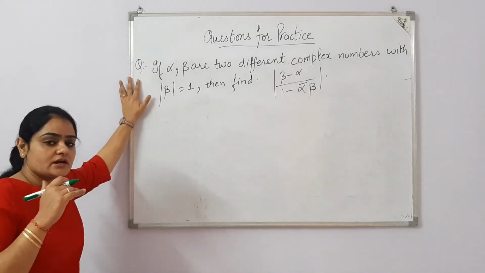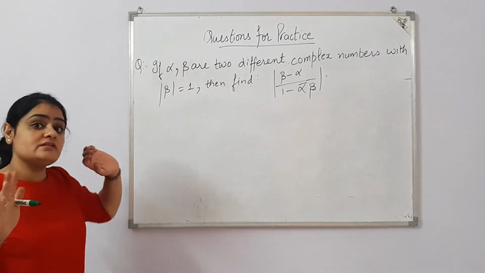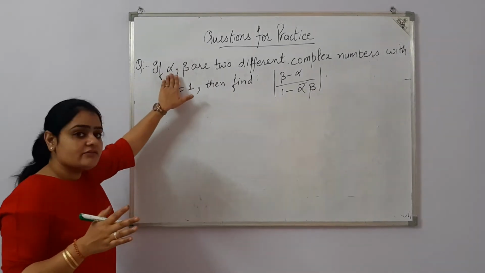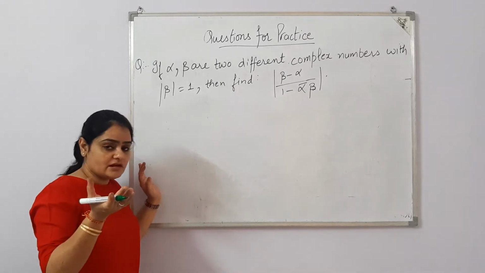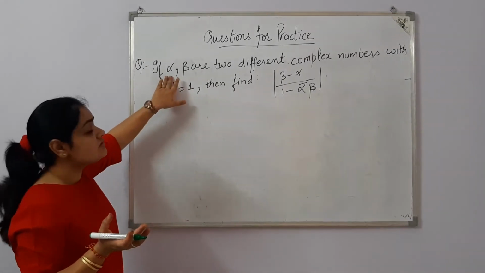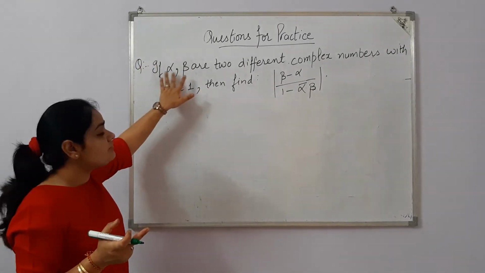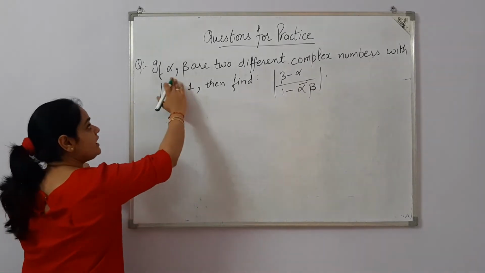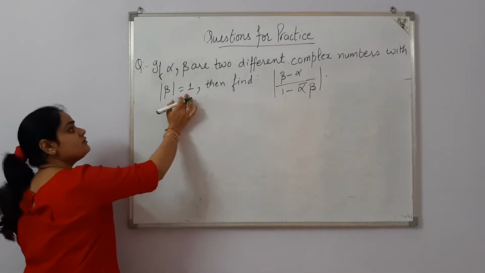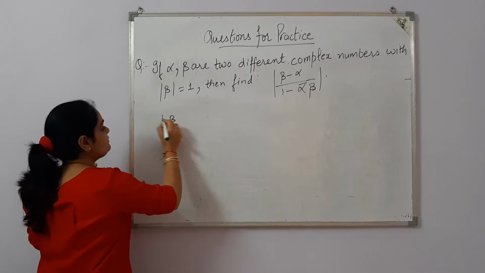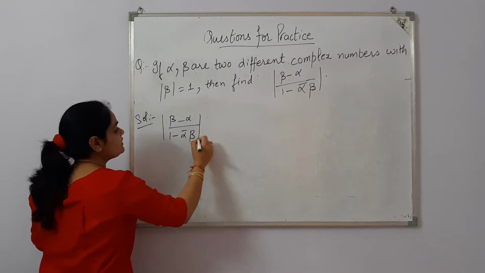Before that, we always took z1 and z2 in place of alpha and beta. Two complex numbers means z1 and z2. But now it is given to us alpha and beta are two different complex numbers. We cannot change the statement. So here the author has used alpha as z1 and beta as z2. So we have to take alpha and beta only, because the question is saying so. These are complex numbers, and modulus of beta is equal to 1. We want to find modulus of beta minus alpha upon 1 minus alpha conjugate beta.